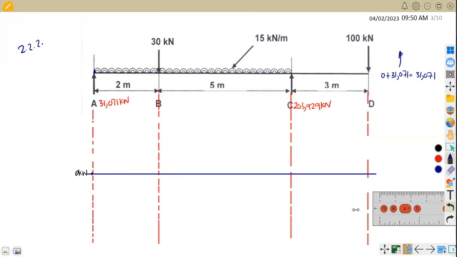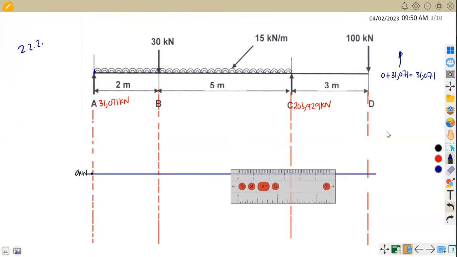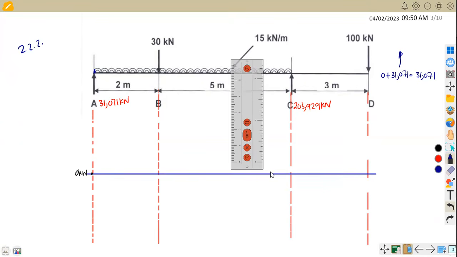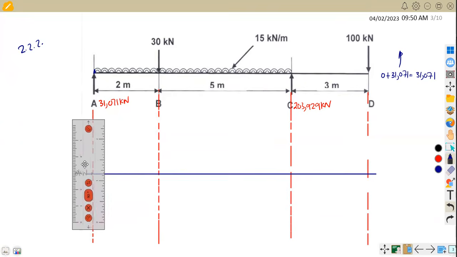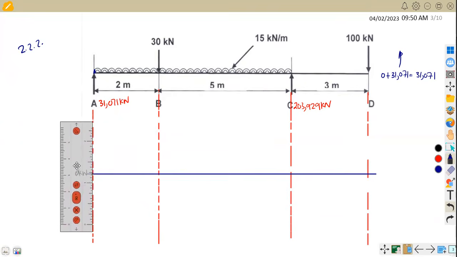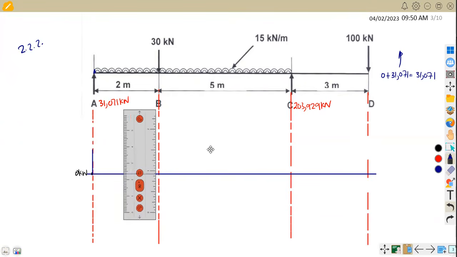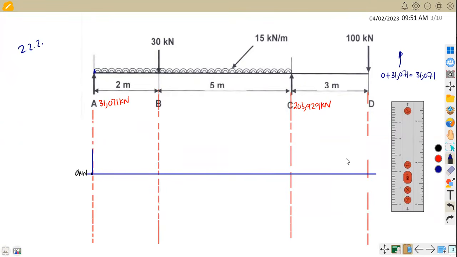Now when they say use a suitable scale, they are saying you must have a suitable scale that you are going to be using. In this case, unfortunately, I do not have a suitable scale that I'm going to use. I'm just going to show you the major points, which are very important. Assuming this is where we have our point 31.071 kilonewton at this point here.